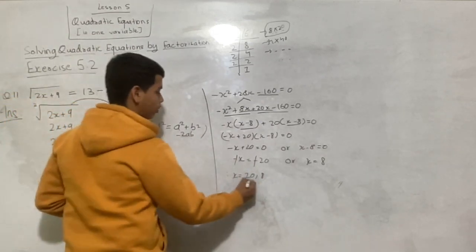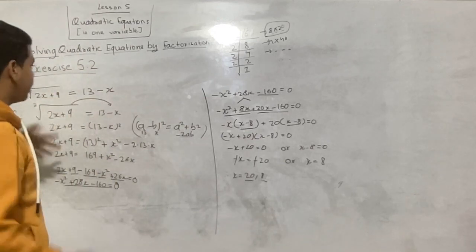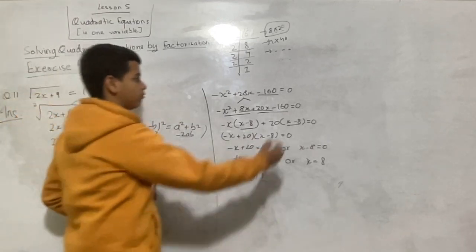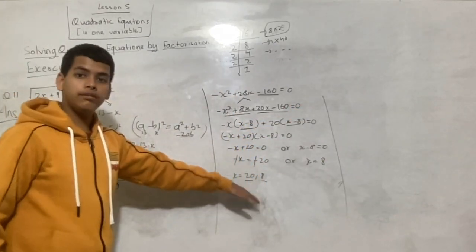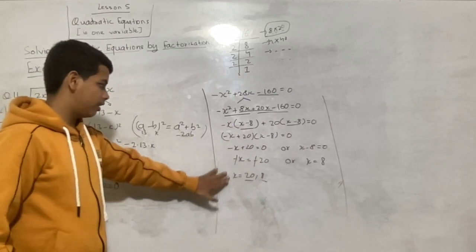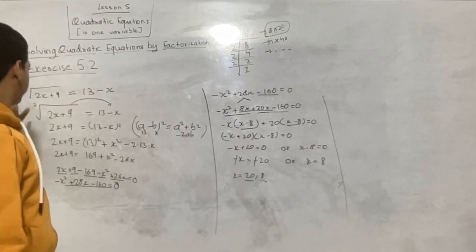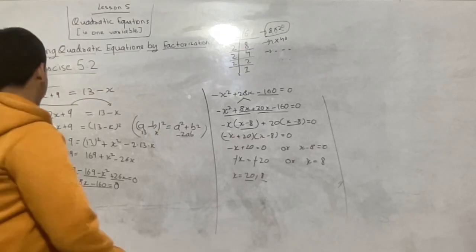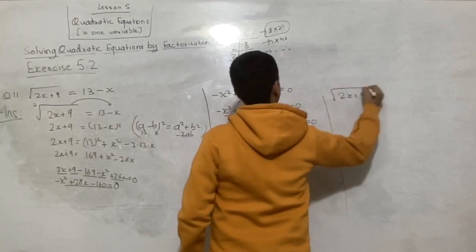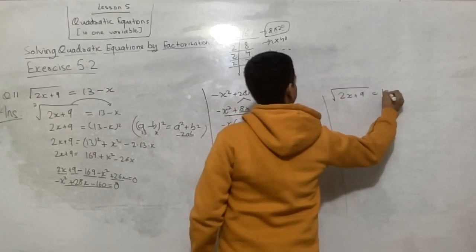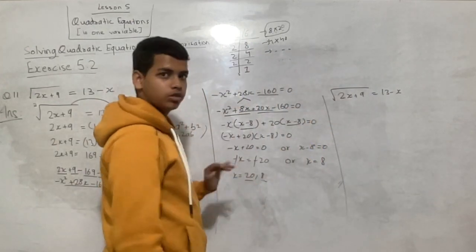We just put the value of 20 and 8 in the original equation to check our answer. Why do we have to verify it? Because sometimes this answer may seem right, but it is not right. So we have to check it again with the equation. Here the equation is the square root of 2x plus 9 is equal to 13 minus x. This is that question. Now first we'll take x is equal to 20.